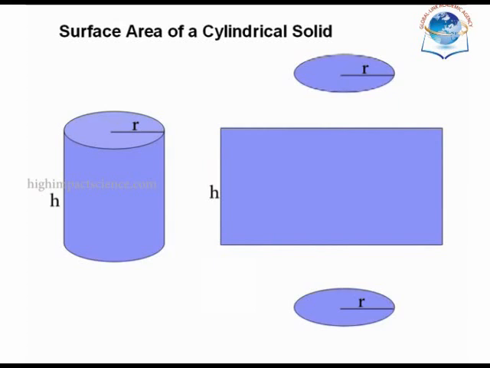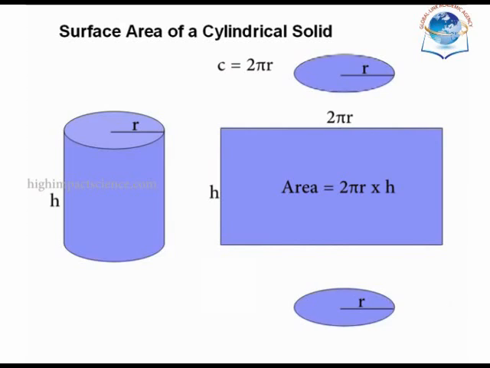What will be the length? Since the curved surface does not overlap, it is easy to see that the width of the rectangle is equal to the circumference of the circles. We know that circumference is equal to 2 pi r, and so the width of our rectangle is 2 pi r. It follows that the area of the curved surface is given by area is equal to 2 pi r times h.